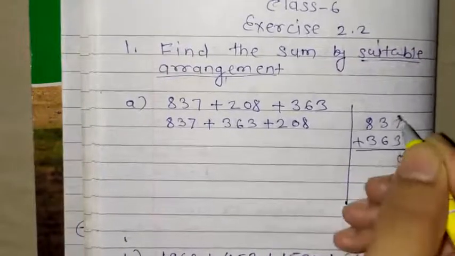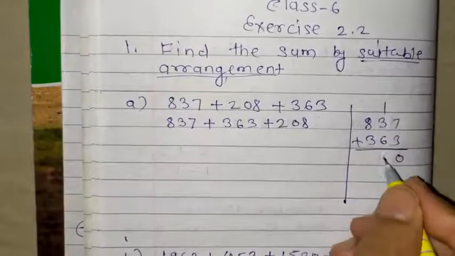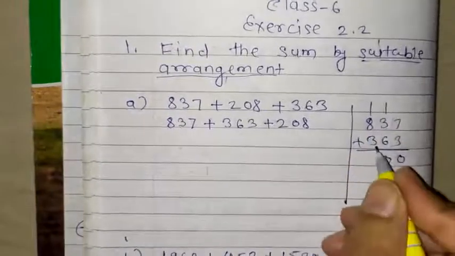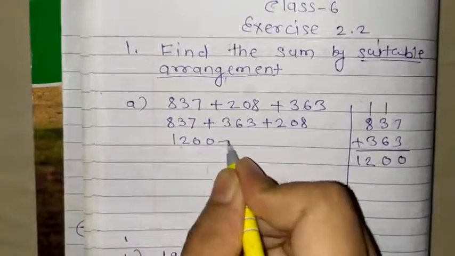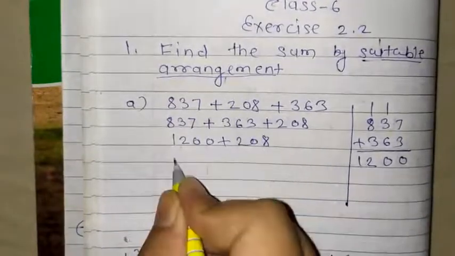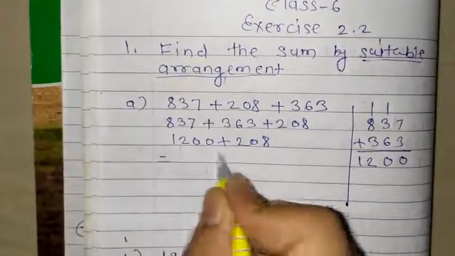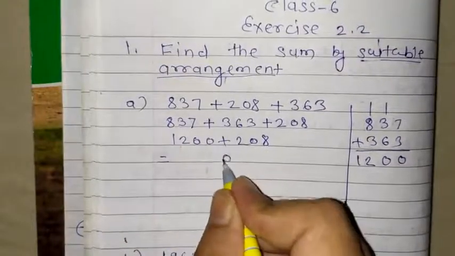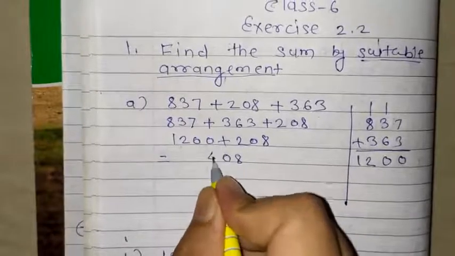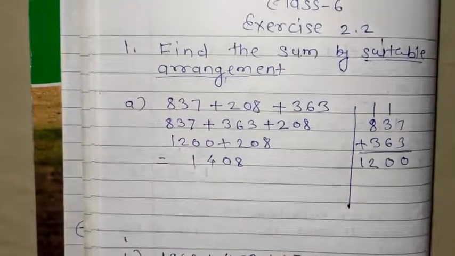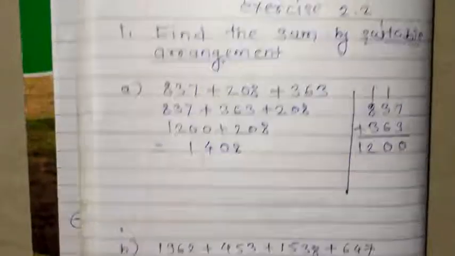7 plus 3 is 10, 6 plus 3 is 9 plus 1 is 10, 8 plus 1 is 9, 9 plus 3 is 12. So 1200 plus 208. Finally your answer is 08 as it is, because 2 zeros are there, and 2 plus 2 is 4. So 1408. This is your answer.